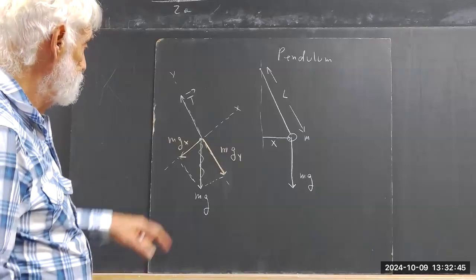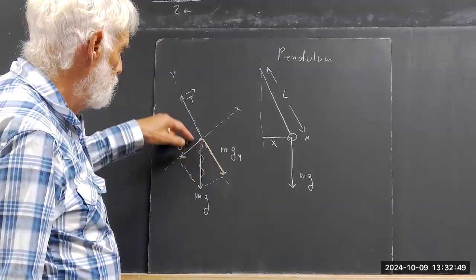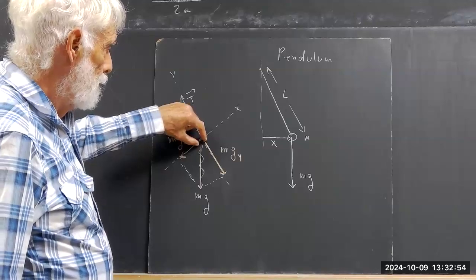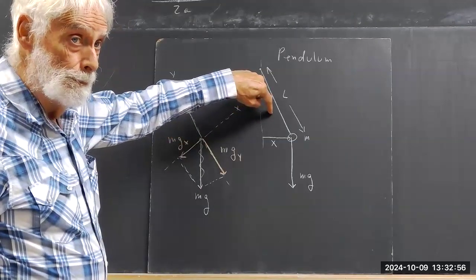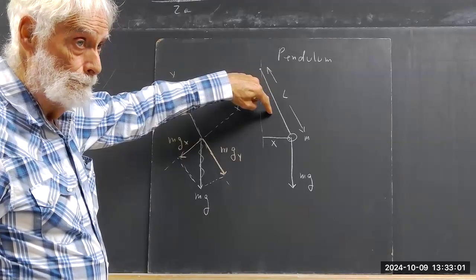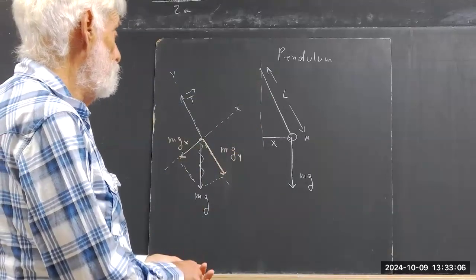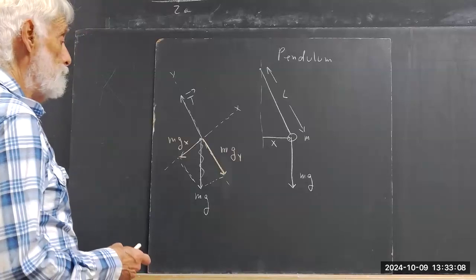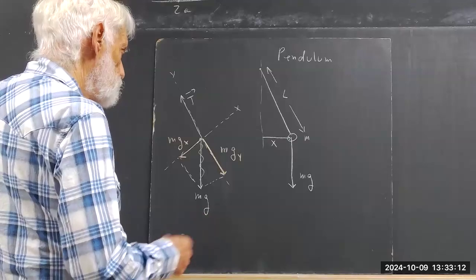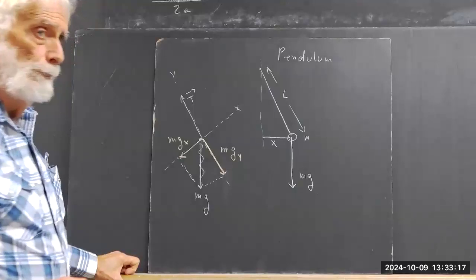Well, this triangle here to here to here to here should be congruent to this one, shouldn't it? Okay. That makes sense. So what would MGX be?